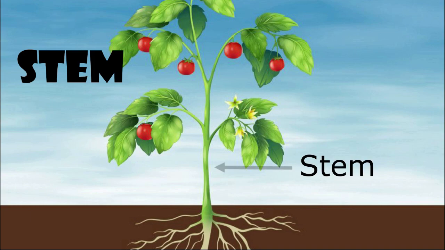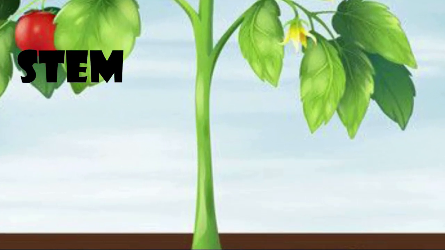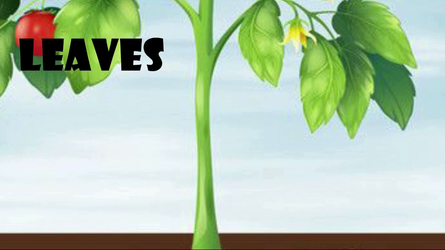Stem. This is stem. The stem is like the trunk of a tree. It holds up the plant and keeps it standing tall. The stem also carries water and nutrients from the roots to the leaves.